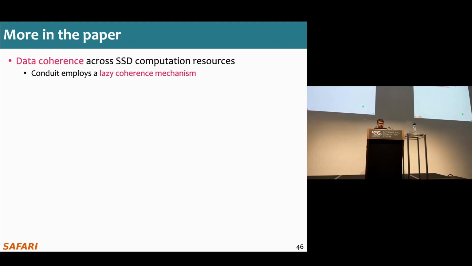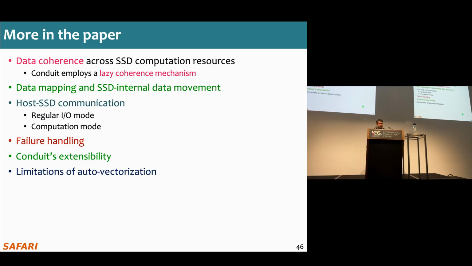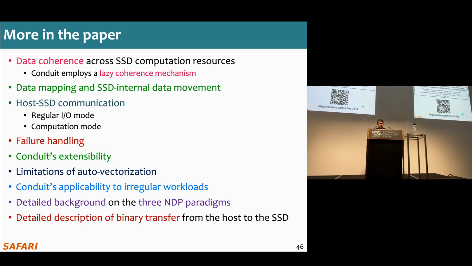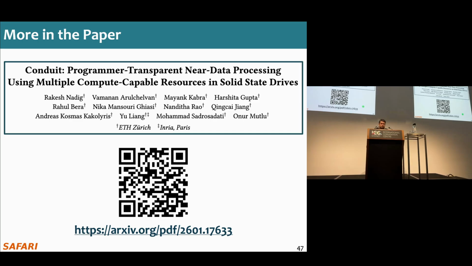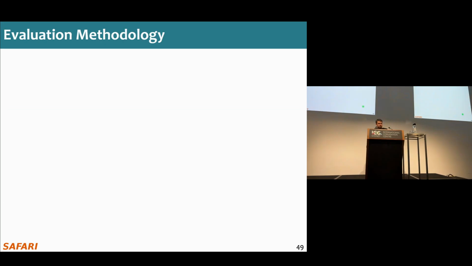I will not go into them in the interest of time. We describe the data coherence mechanism across the SSD computation resources. We show how we map data and manage the data movement across these resources. We also cover how the host and SSD communicate in two modes, how Conduit handles transient and permanent failures, its extensibility, and many more details. So I invite you to check the paper using this link. I'll quickly move to the evaluation of this work.